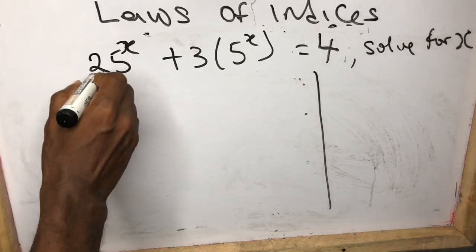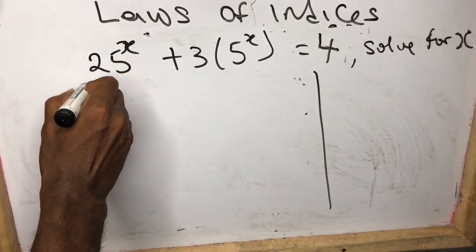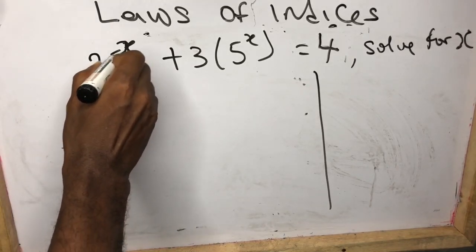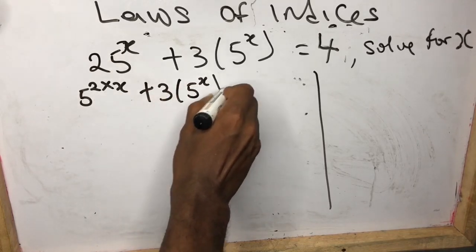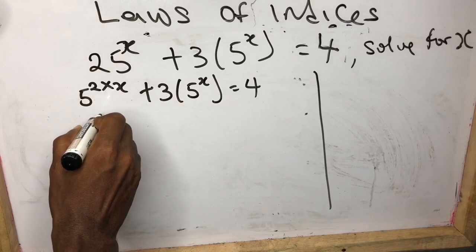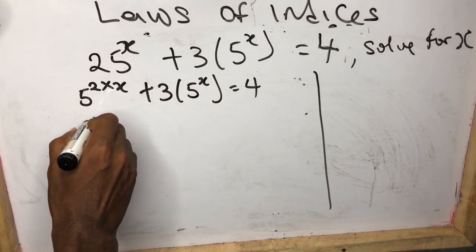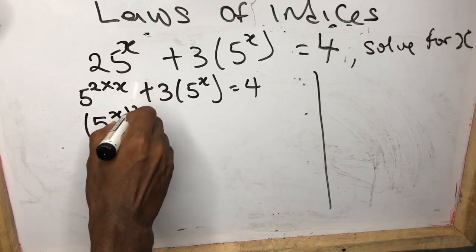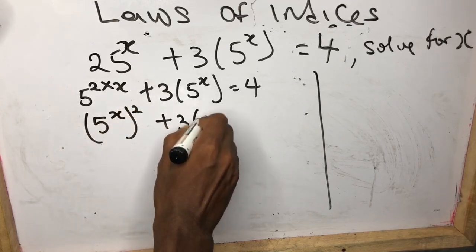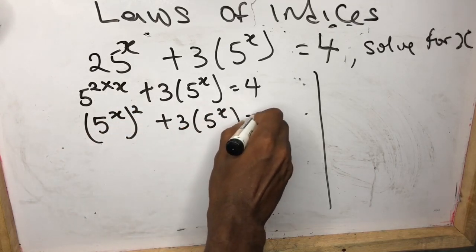It's also a JAMB question. So 25 is 5 raised to the power 2, times x, times 5 raised to the power x, plus 3 times 5 raised to the power x equals 4. Now you can just write that as 5 raised to the power x, bracketed, raised to the power 2, plus 3 times 5 raised to the power x equals 4.